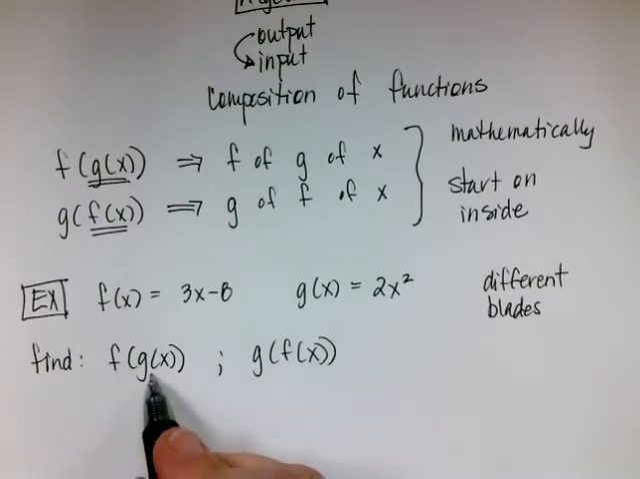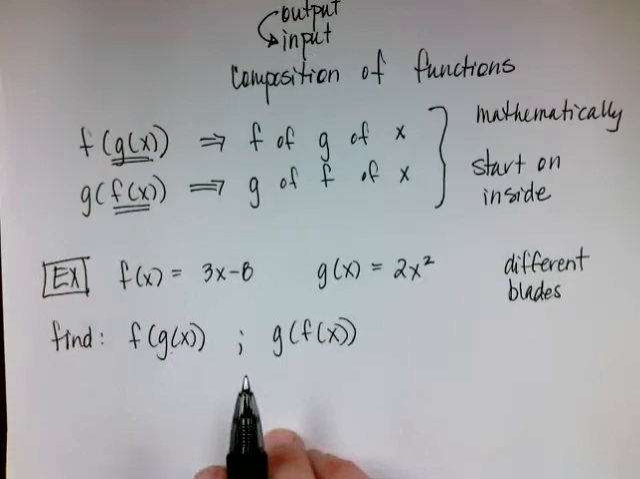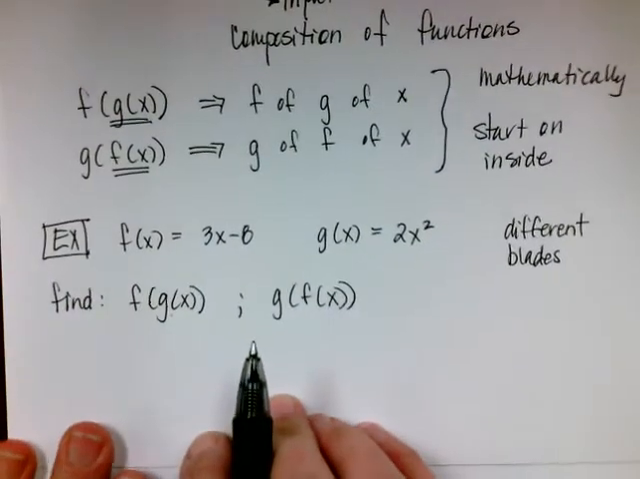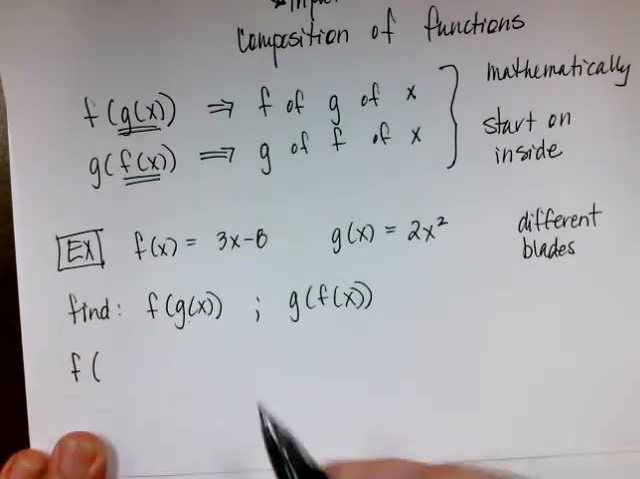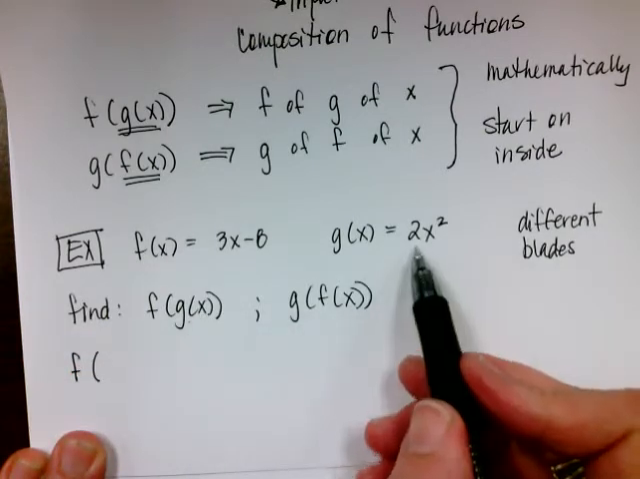So I'm going to start with this one first, and then I'll turn my page. Okay. So if I slide that up a little bit so I have room, I'm going to start on the inside. So here's my outside, and I'm going to put what g of x is on the inside.